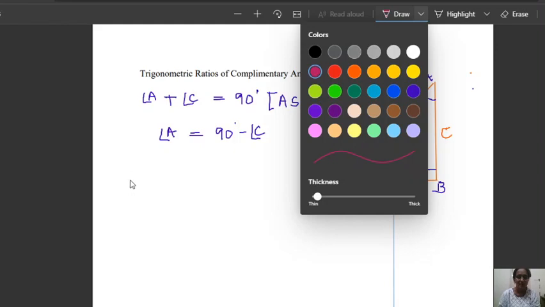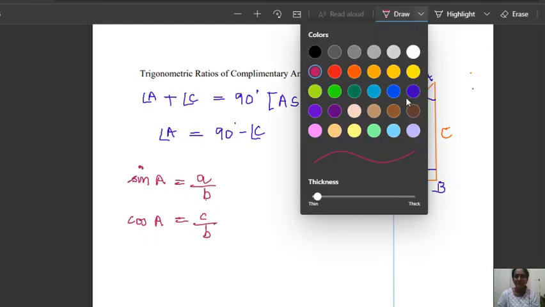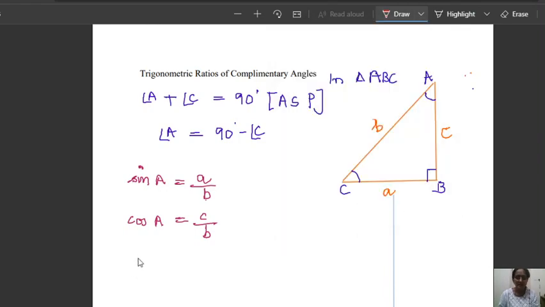Now to get the sine ratio, I'll write sine of A. What is sin A now? Sin A equals opposite side by hypotenuse. I will now write the formula, A by B. It is right. Now let me write cos A. Cos A equals adjacent side, it is C by B. Let me write the ratios sin and cos for angle C.